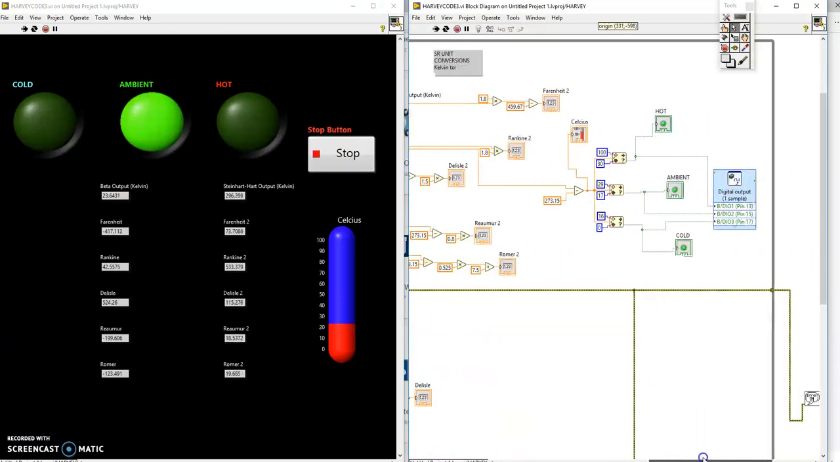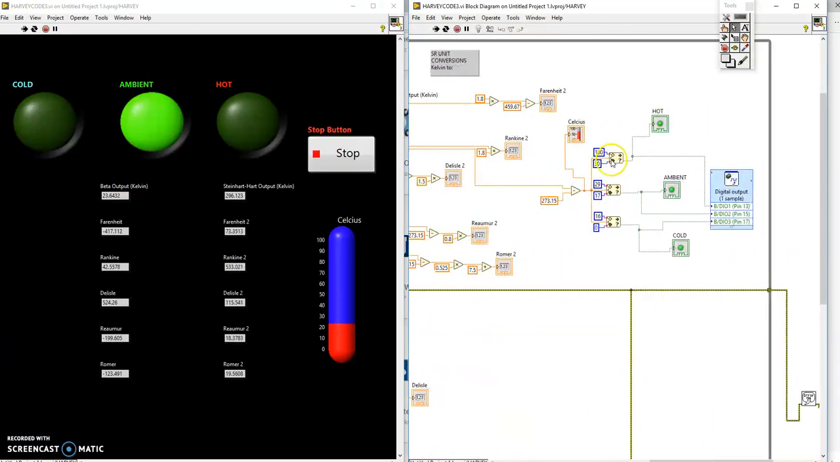This is being done by setting the parameters of the outputs from the Celsius reading, connecting them to LEDs for hot, ambient and cold as demonstrated, and then wiring this back to the myRIO itself. Thank you for listening.